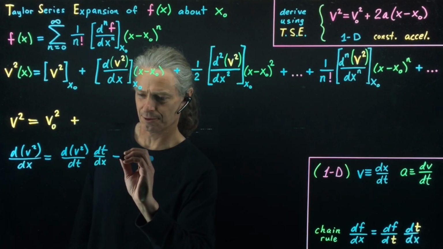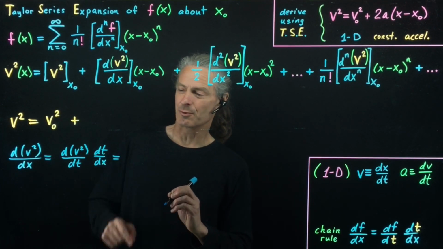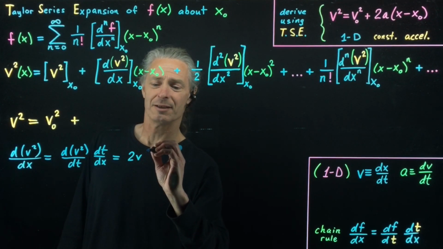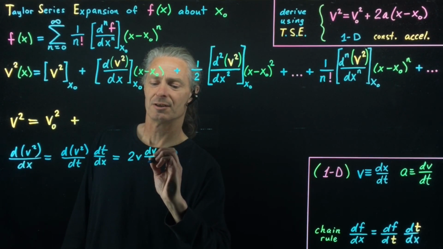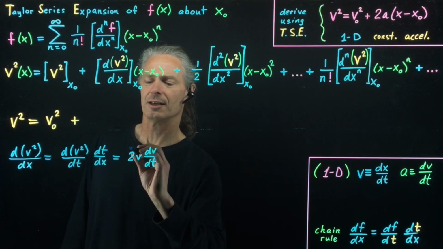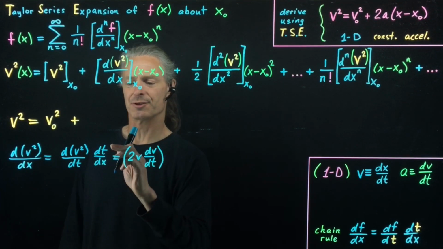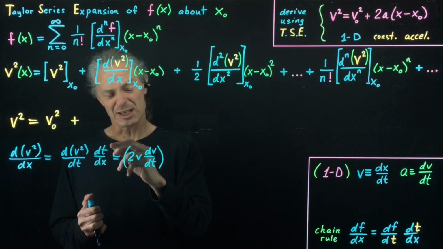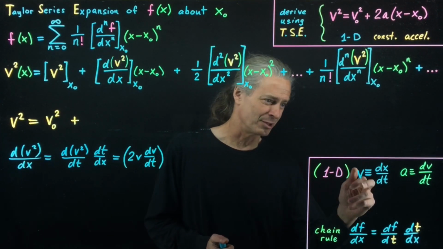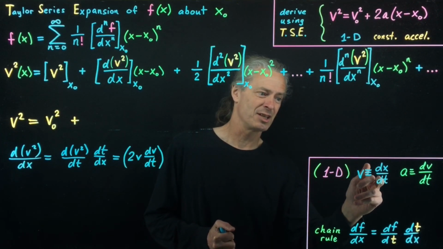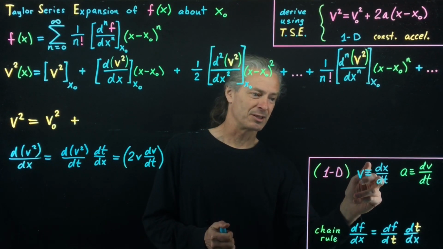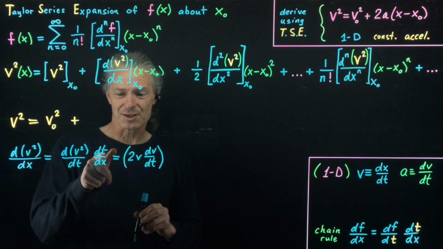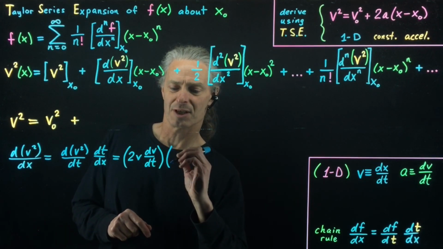Okay, let's keep working through this. The derivative of v squared with respect to t is going to be 2v dv dt, and that is going to be multiplied by the derivative of t with respect to x. Well, the derivative of t with respect to x is just the reciprocal of the derivative of x with respect to t. Derivative of x with respect to t is the velocity, so the derivative of t with respect to x is just going to be 1 over the velocity.